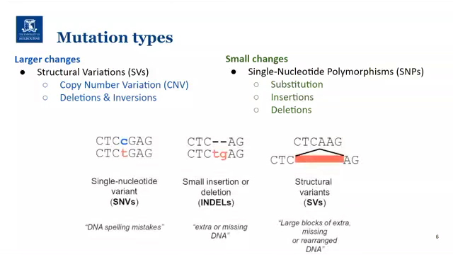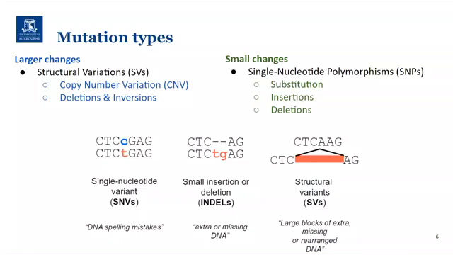So visually, what we have is something like this. We have single nucleotide variants. This could be interpreted as DNA spelling mistakes. We have the same number of base pairs, but we change this from a C to a T. We can have a small insertion. Let's say here we have an insertion of 2 base pairs. That's extra or missing DNA, and we can have large structural variants, so large blocks of extra, missing or rearranged DNA. And since SNPs are very important, we'll try to focus on them.